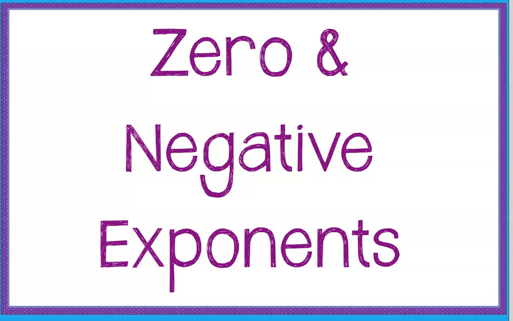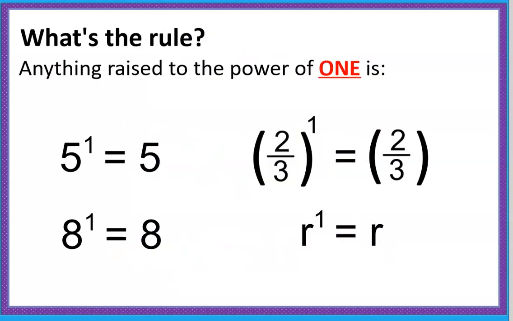This tutorial will help you to learn how to write zero and negative exponents in an equivalent manner. Let's take a look here and see if we can understand what happens when anything is raised to a power of 1. So 5 to the power of 1 is 5, 8 to the power of 1 is 8, 2/3 to the power of 1 is 2/3, and r to the power of 1 is r.